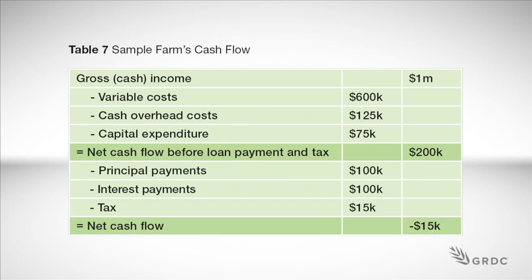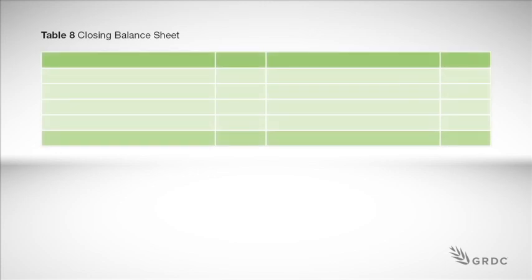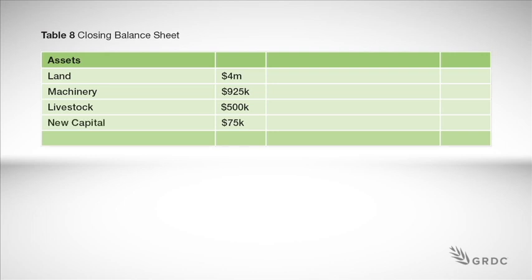We started the year with $4.5 million in equity. We've run the farm for the year. We expect to make $200,000 profit and net cash flow will be minus $15,000. We have an end of year balance sheet where we still have $4 million in land. Our machinery is depreciated to $925,000 and we still have $500,000 in livestock. Then we have $75,000 in new capital investment that we made out of cash flow.